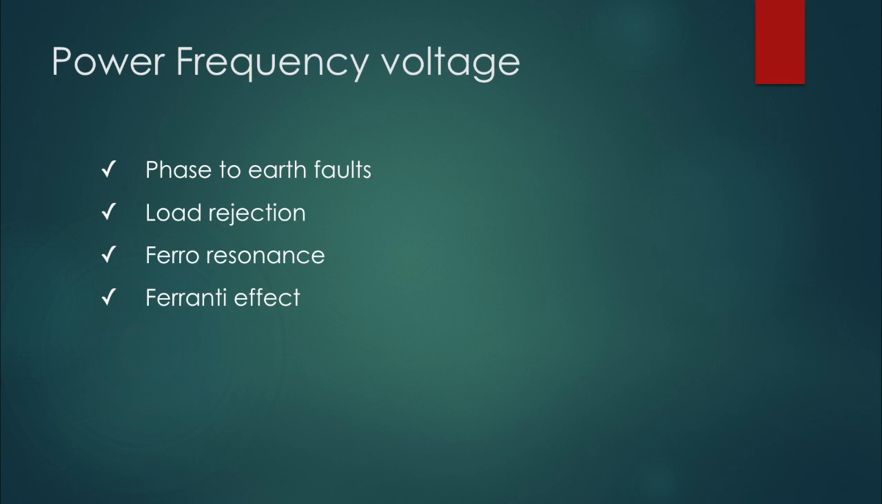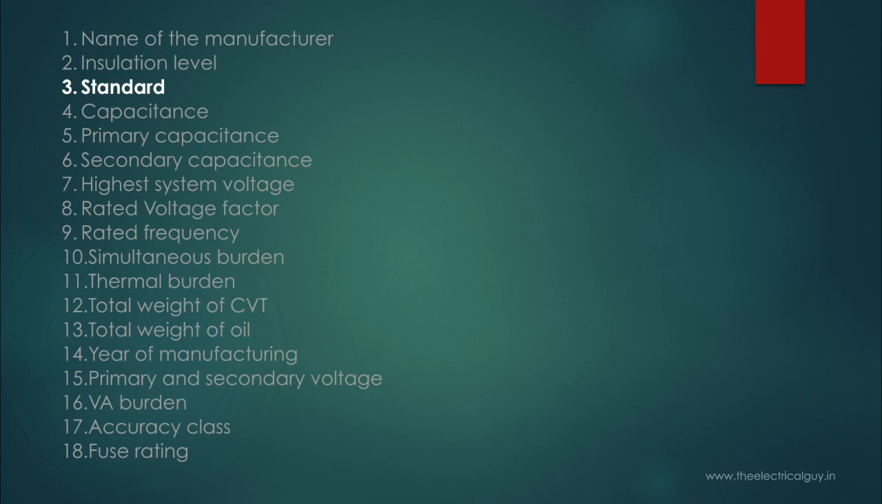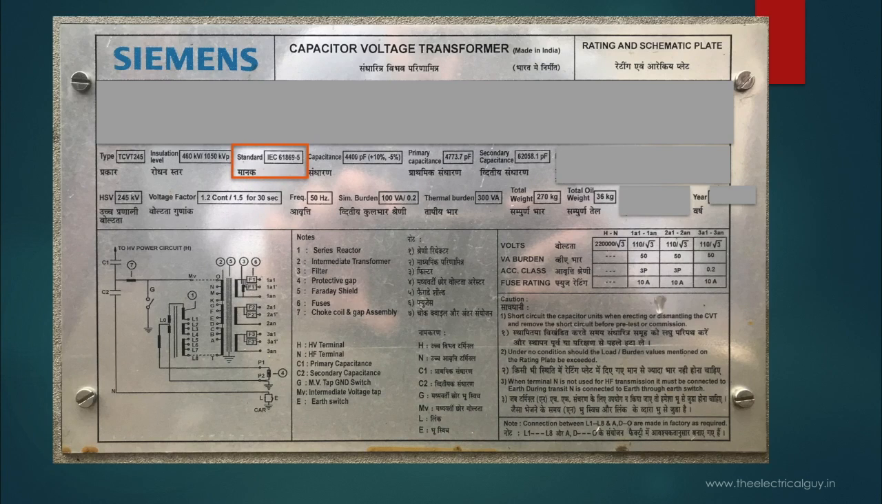And to do so, power frequency withstand and lightning impulse test is performed as per IEC and based on the values given by IEC. So on the nameplate you can see for 245 kV voltage level, the values defined are 460 kV RMS for power frequency and 1050 kV peak for lightning impulse. Next is standard. This will give information about the standard as per the equipment is manufactured.